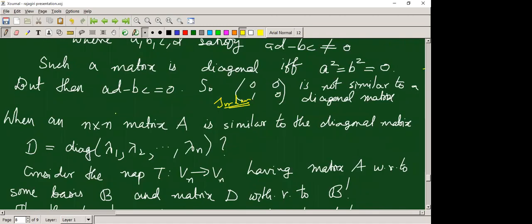Actually, when an n by n matrix A is similar to the diagonal matrix D, which is equal to diagonal of lambda 1, lambda 2, etc., lambda n, consider the map. So the question is, when is an n by n matrix A similar to the diagonal matrix with entries lambda 1, lambda 2, etc., lambda n?